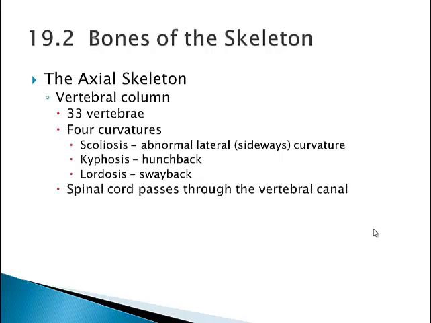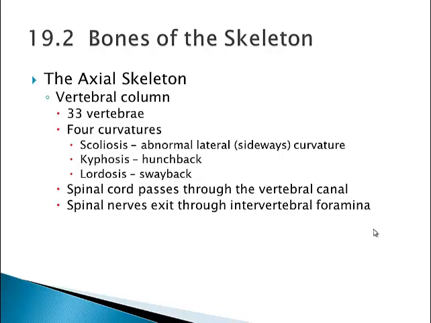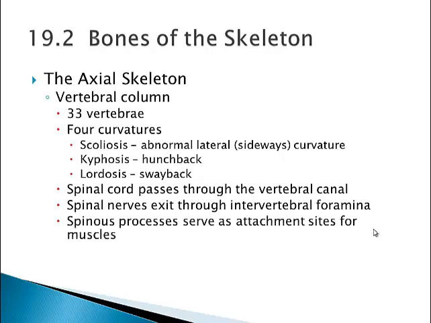The spinal cord passes through the vertebral canal as well, and spinal nerves exit through the intervertebral foramina. Spinous processes of the vertebrae, which are bony projections along the back, and transverse processes serve as attachment sites for muscles that move the vertebral column, or the back.